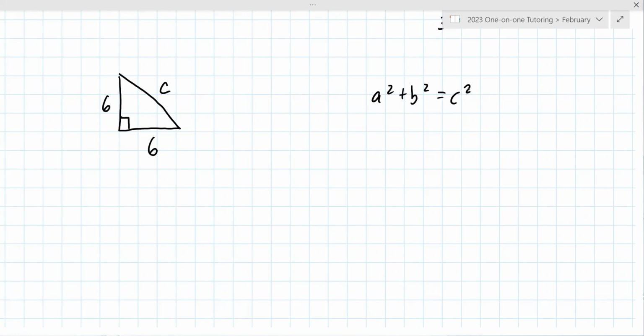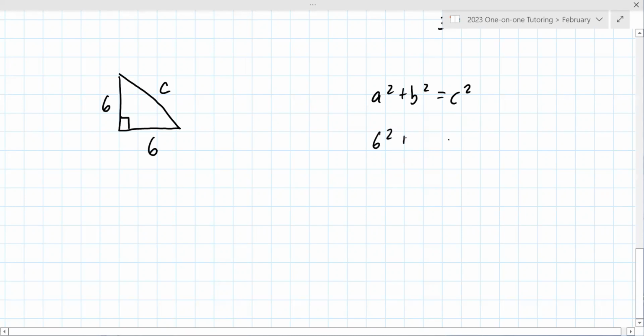Do you have any questions for me? Okay, really close. I mean, you're on the right track here. I think we might have to review reducing roots, but this is 36 plus 36, 72 equals C squared. So we're going to take the square root of 72.